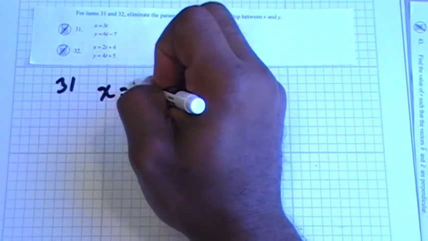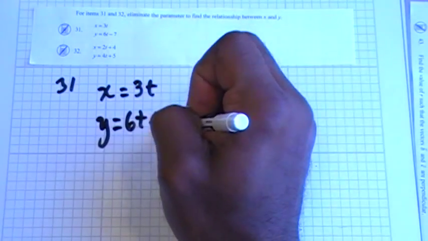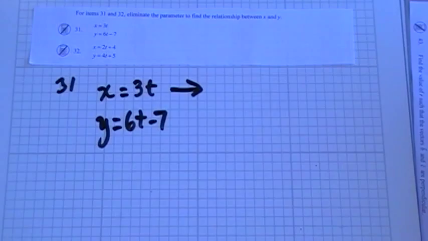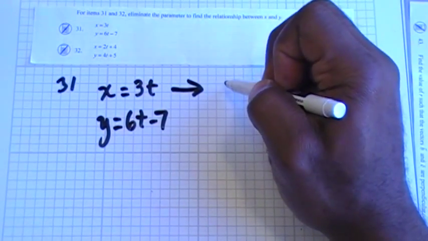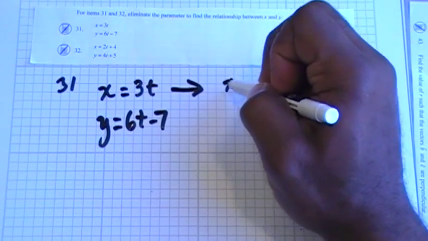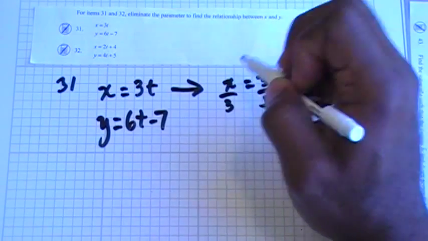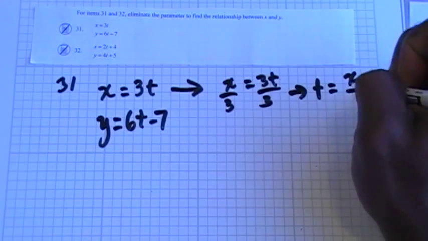31: x is equal to 3t, y is equal to 6t minus 7. We first have to solve for t for one of the equations. I'm going to take the first equation, and if we solve for t, we just divide both sides by 3. That will give us t is equal to x over 3.